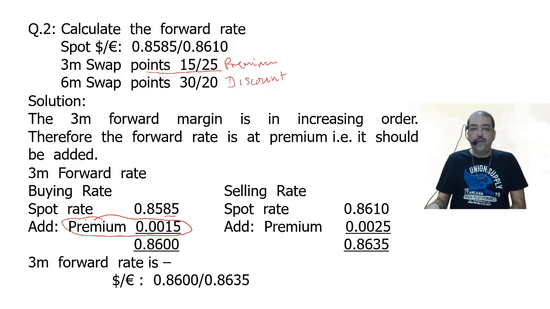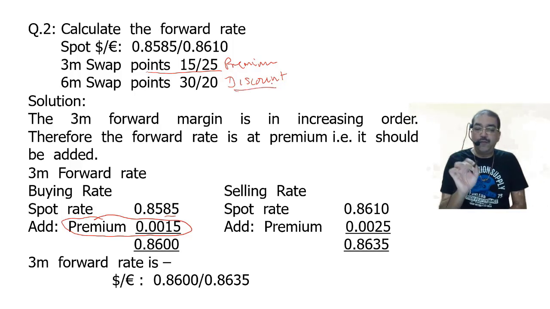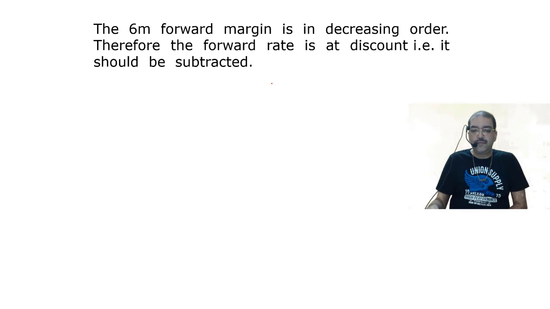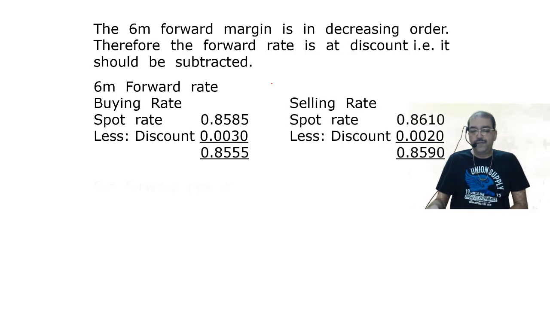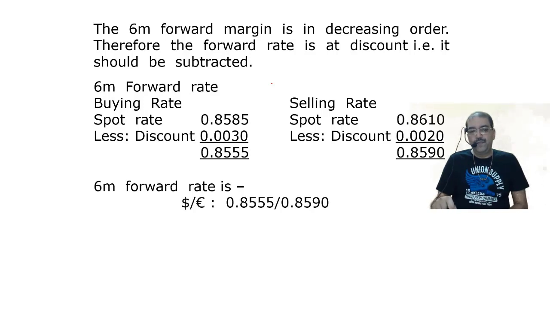Now to calculate the 6 month forward margin. Decreasing order, discount. So again, discount is to be subtracted from the last 2 digits. Okay, so write down. 6 month forward margin is in the decreasing order. 6 month forward rate, buying rate minus, selling rate minus. Clear? This is how we calculate.